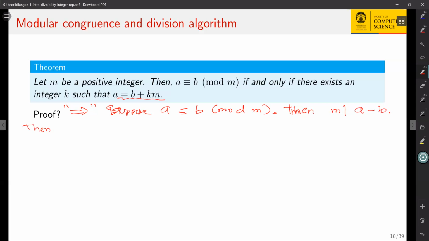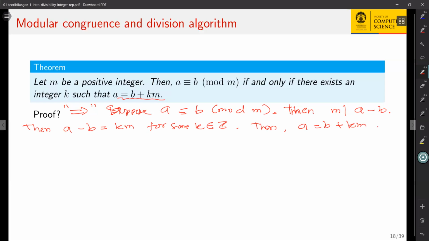Then A minus B equals Km for some integer K. And then that means, obviously, A equals Km plus B. Correct. Now, about the other direction.